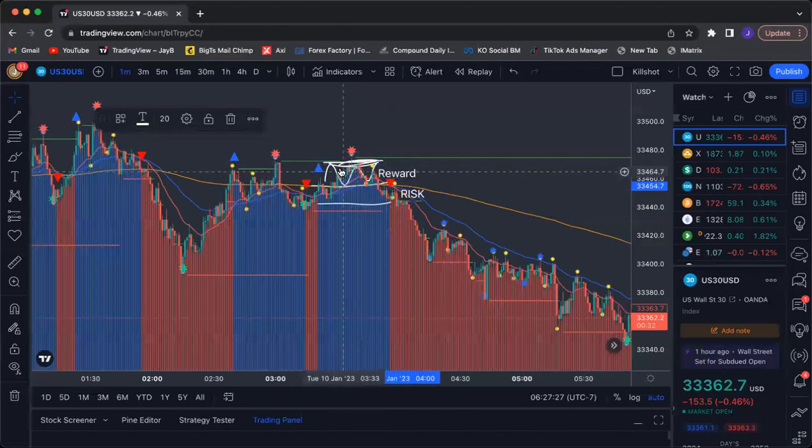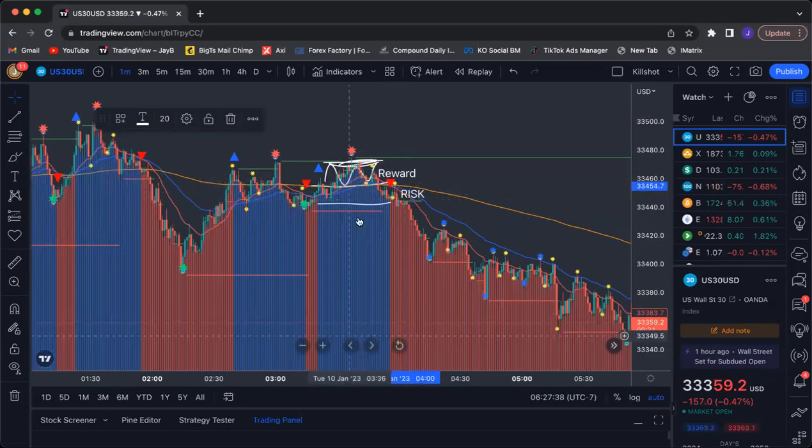Awesome. Okay, so this is why we want to use these support and resistance levels, just shifting those entries slightly so that our risk and reward shift.